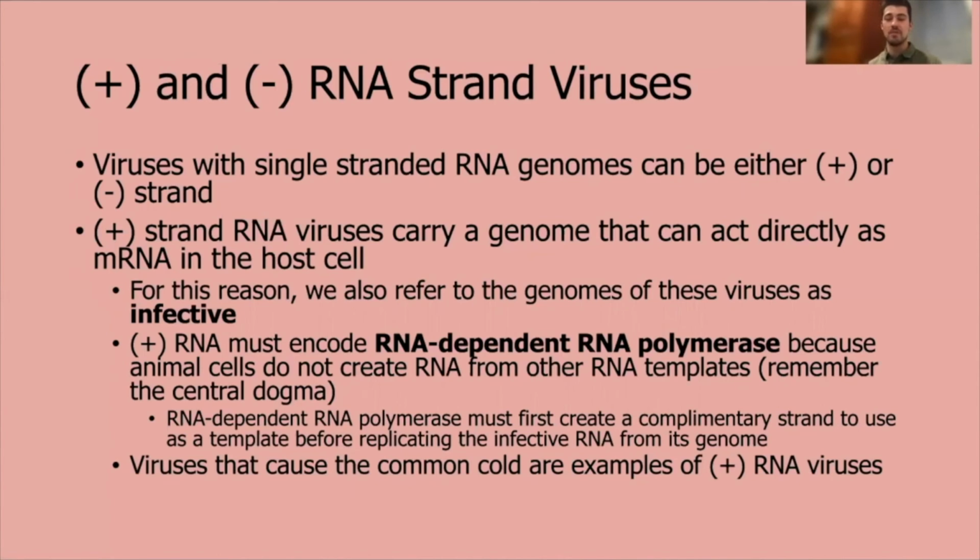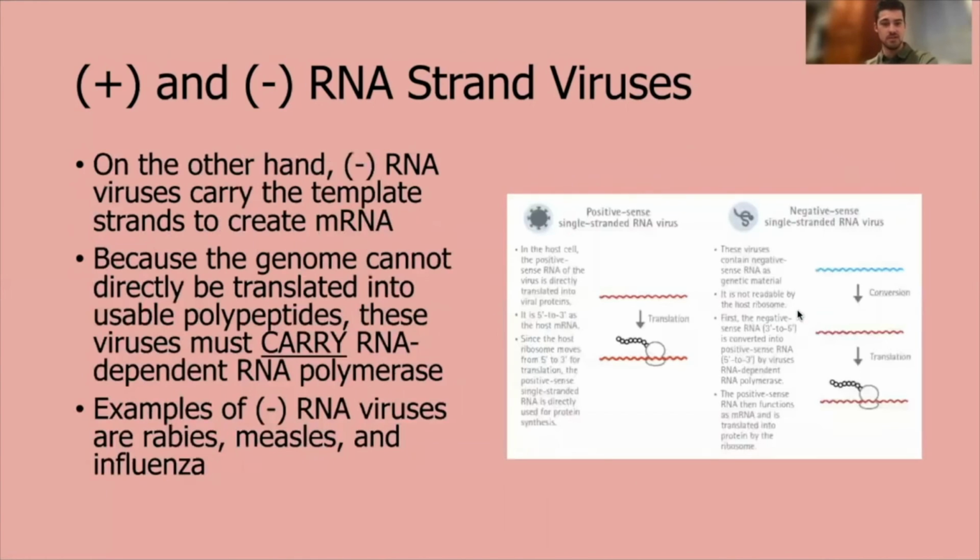So if we create a complementary strand from that positive strand RNA and try to make a protein from it, it's going to code for a useless polypeptide. It's not going to do anything. So that's why we have to create that complementary strand from the positive sense strand, and then those complementary strands can create more of those positive strand RNAs, and that's how these viruses replicate their RNA. Viruses that cause the common cold are examples of positive strand RNA viruses.